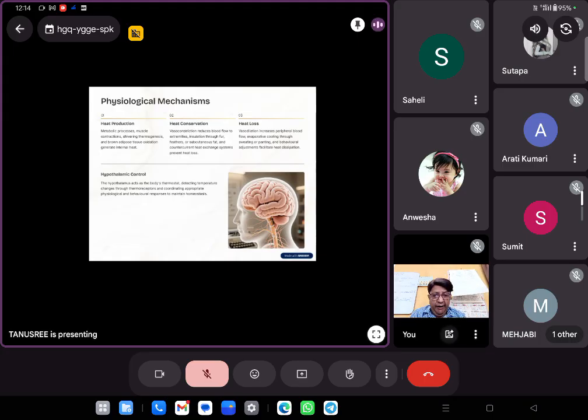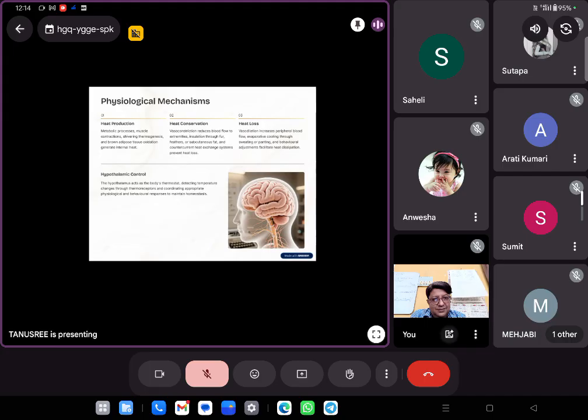Thermoregulation happens through several physiological mechanisms. First is heat production, through metabolism, muscle activity, and shivering. Some mammals also use brown fat, which burns energy to produce heat.